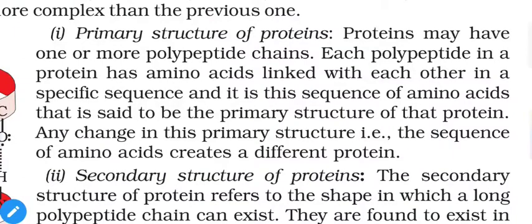In the previous lecture, at last we discussed the primary structure of protein, and in this point a sentence was mentioned: each polypeptide in a protein has amino acids linked with each other in a specific sequence, and it is this sequence of amino acids that is said to be the primary structure of protein. So what does it mean? Let us talk about it first.